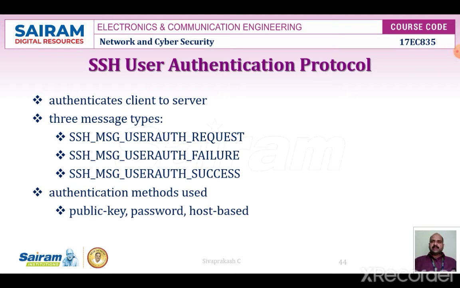If the server either accepts or rejects the authentication request, it may accept or reject. When it rejects the authentication request, or accepts but requires one or more additional authentication methods, the server sends a message. If it is a failure, the byte is 51. If it is a success, it is 52. If it is a request, it is 50. Like this, it does this operation.